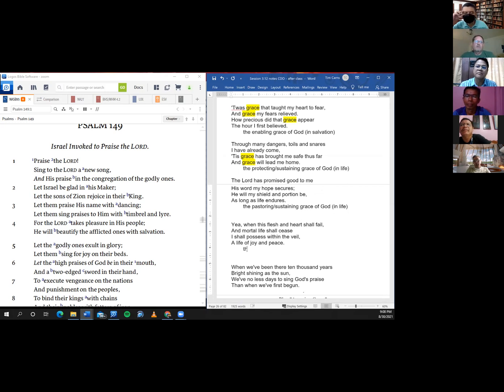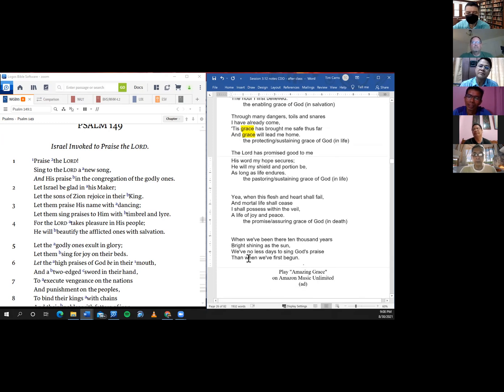So maybe, what will we call this grace? God's... the promise of God's grace. I don't know. I have to give it some thought. Security? Pardon? Eternal security. Assurance. Yeah, or assurance, the assurance grace of God. Okay, and this is in death. And then probably we could call this, right, the matchless. Oh man.